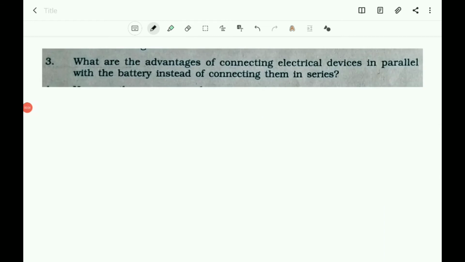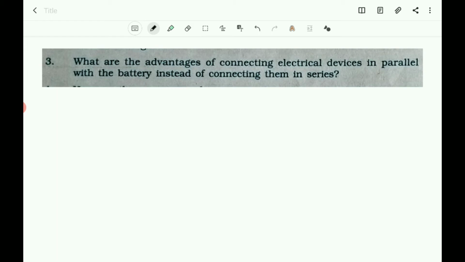Third question, what are the advantages of connecting electrical devices in parallel with the battery instead of connecting them in series? We know the disadvantages of series connection. If the appliances are connected in series in the circuit, if there is any damage in one appliance, the other appliances also will not get current and they will not work, one thing.